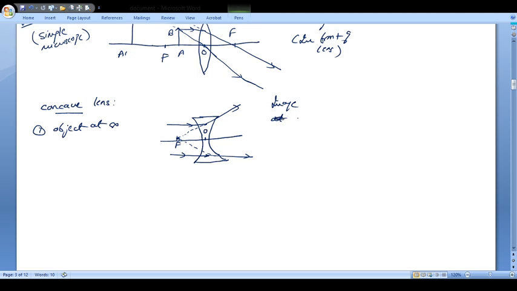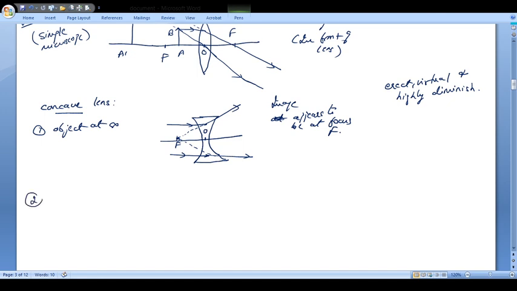Image, you can say, appears to be at focus F. And what can you say about the nature? It is erect, it is virtual and highly diminished. It will be very small. So this is one thing.